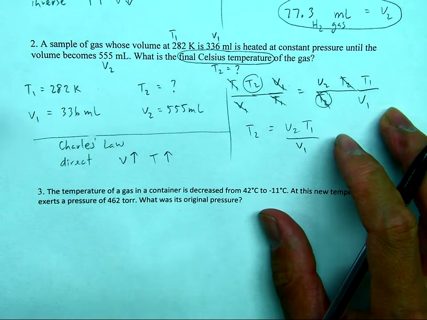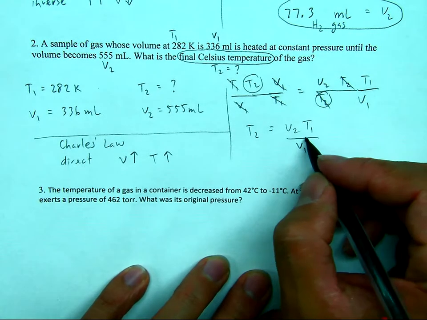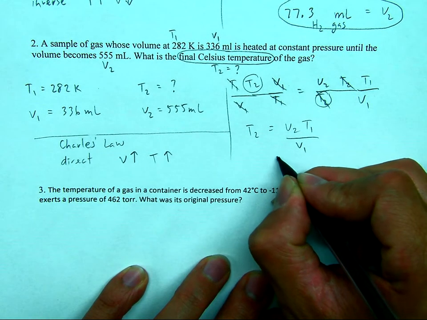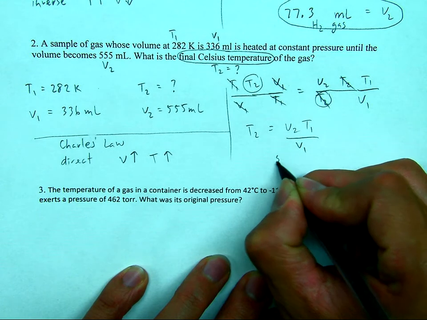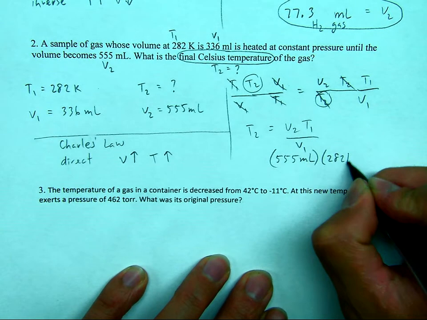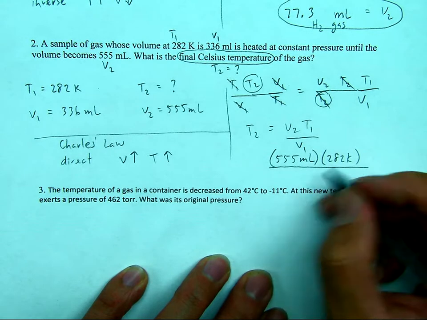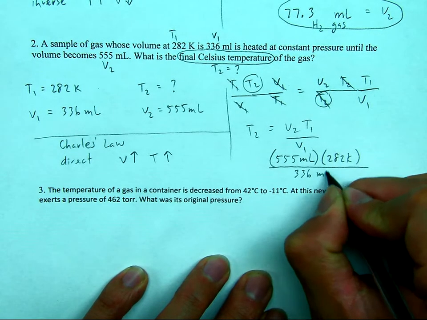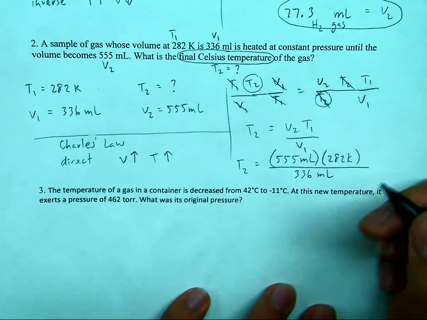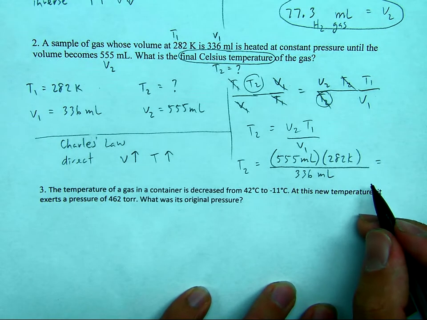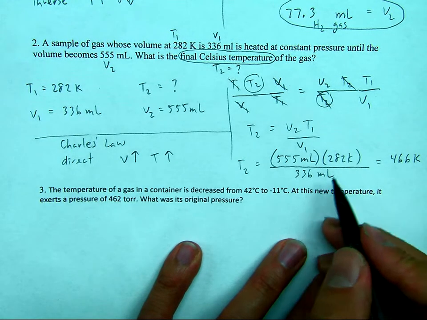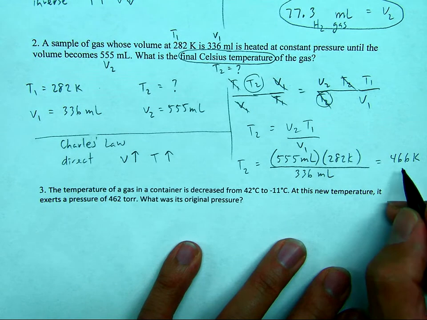All right, so now I'm basically home free, right? I just need to plug in all of the different measurements for V2, T1, and V1. T1 is 282 Kelvin. V1 is 336 ml. This equals T2. Okay. So I'm going to plug this in, and my answer will be 466 Kelvin. Since all these are three sig figs, I'm going to keep my answer to 466 Kelvin.